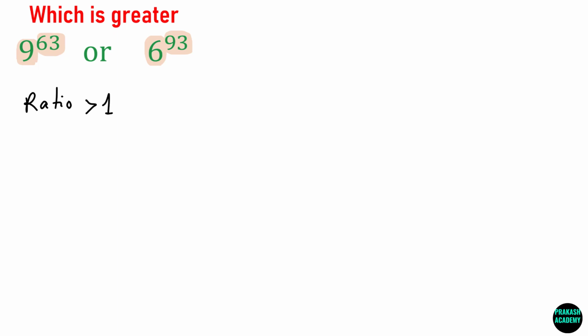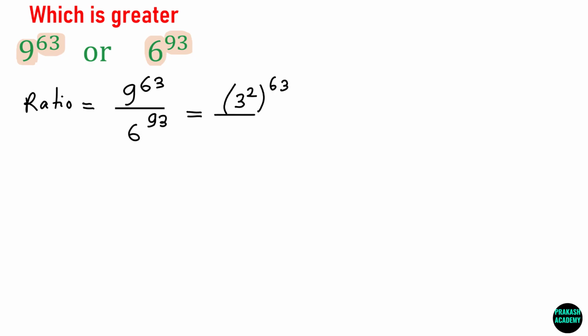So let us find the ratio. We'll consider this ratio: 9 raised to the power 63 divided by 6 raised to the power 93. Now see, in the numerator we have 9. 9 can be written as 3 raised to the power 2, and this is raised to the power 63, and this divided by 6, which can be written as 3 times 2, raised to the power 93.